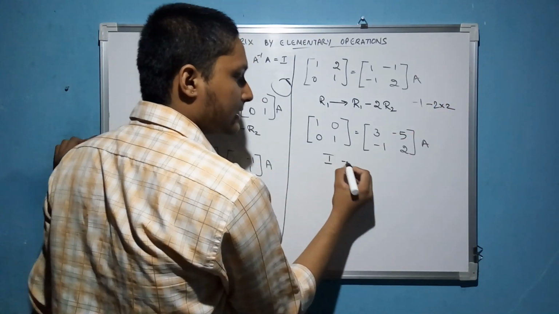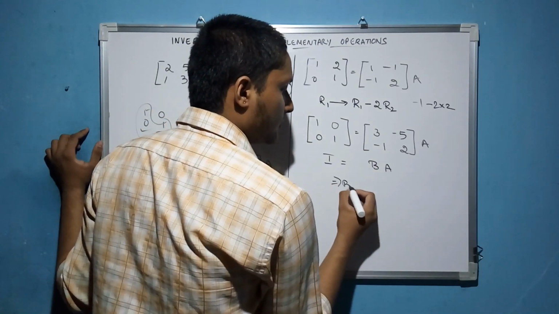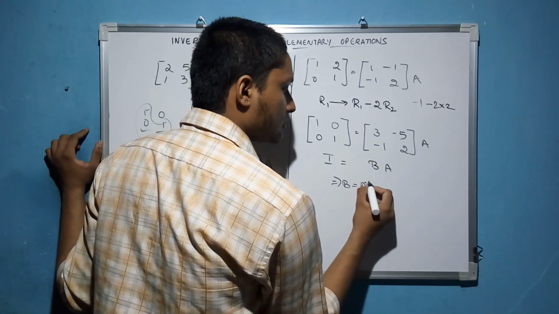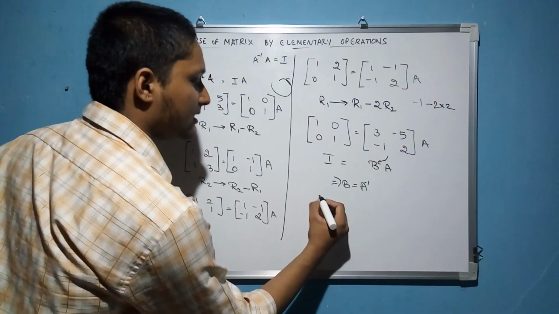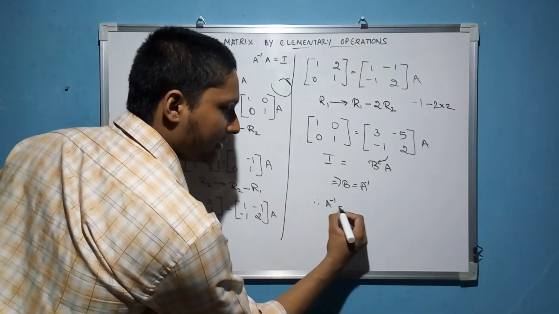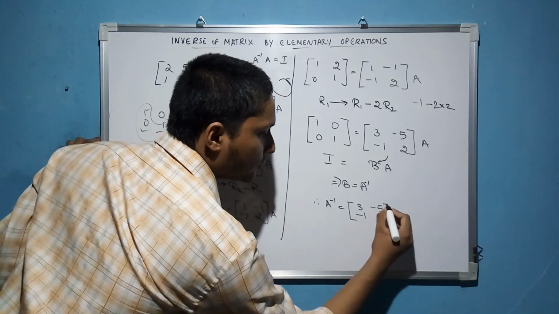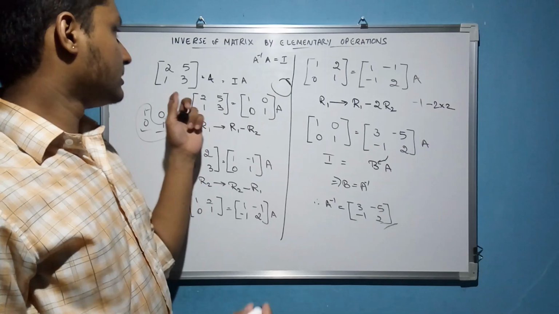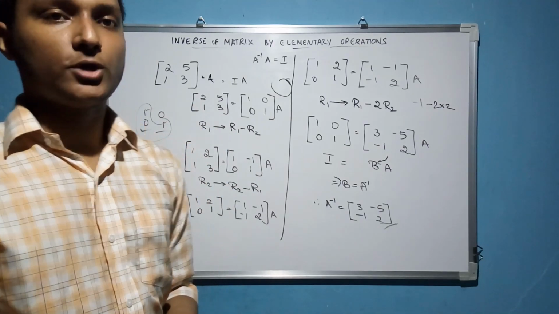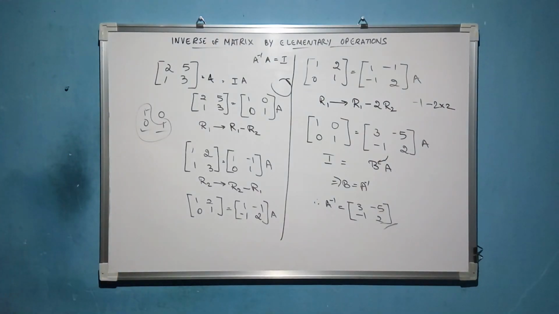Therefore you got I is equal to B into A. Therefore B is equal to A inverse. This is some random B. So B is equal to A inverse. Therefore I can tell that A inverse is going to be 3 minus 5 minus 1 2. This much we got. Okay, if you have a doubt you can just multiply and see, you are going to get the correct one, that this is the inverse. Okay, next we are going to start with the exercise.